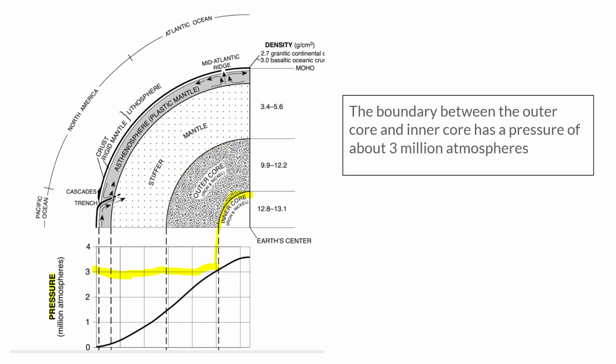If I asked you the pressure of the boundary between the outer core and the inner core, you would just follow that line down once again. You would stop at this black line, go towards the left, towards the y axis. The pressure between the inner core and the outer core, or that boundary, is about 3 million atmospheres.